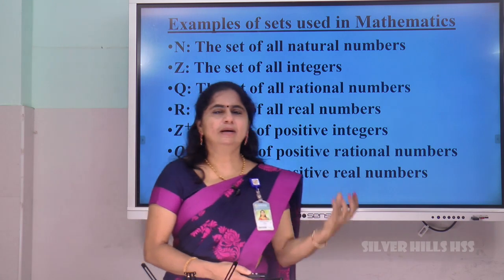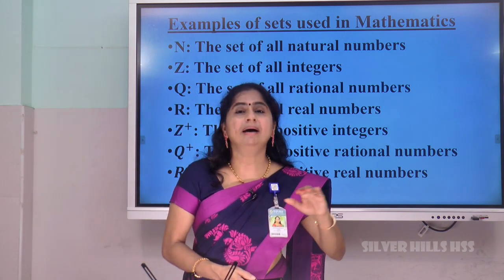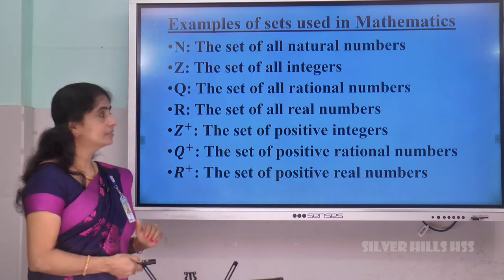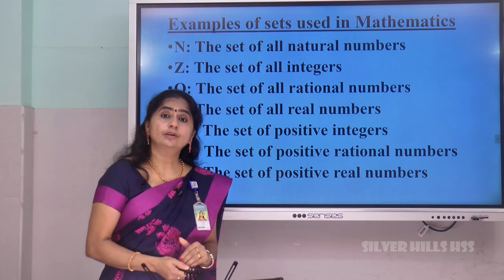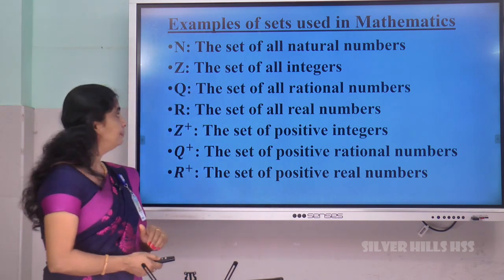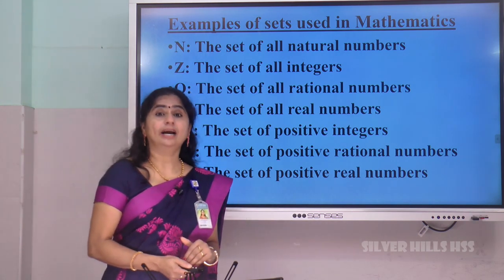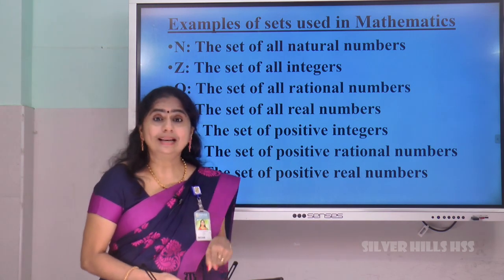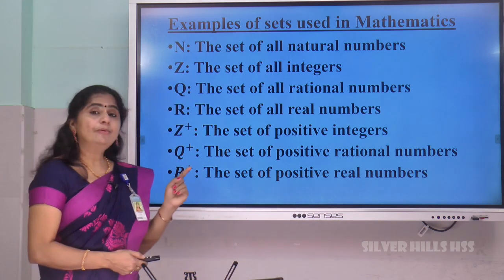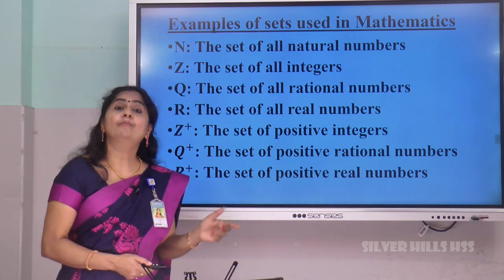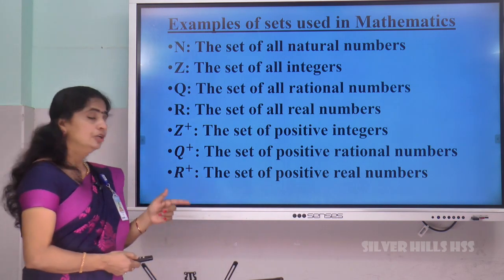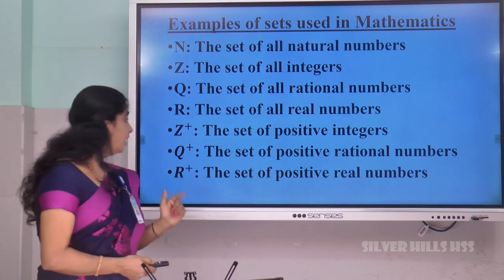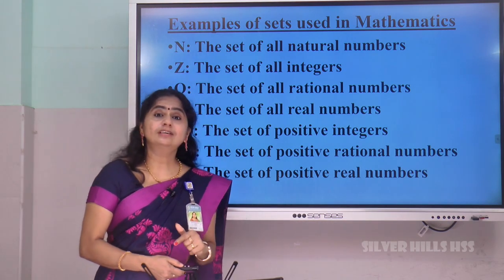Now, some examples of the sets which we use in mathematics. Capital N, the set of natural numbers. Capital Z, the set of all integers. Capital Q, the set of all rational numbers. Capital R stands for the set of all real numbers. Z raised to plus sign means the set of positive integers. Q plus, the set of positive rational numbers. R plus, the set of positive real numbers.